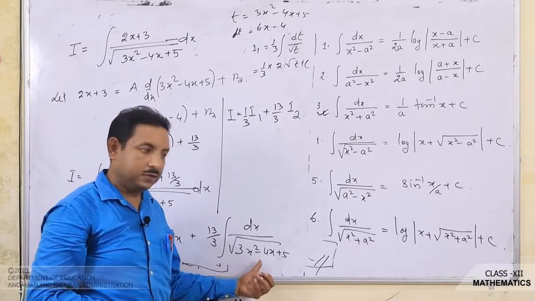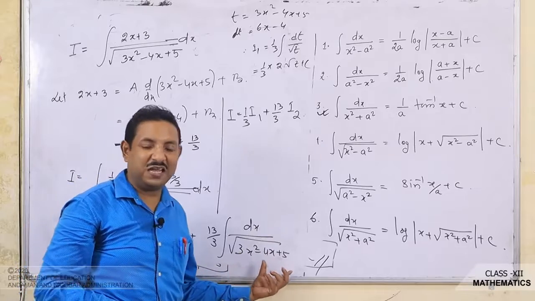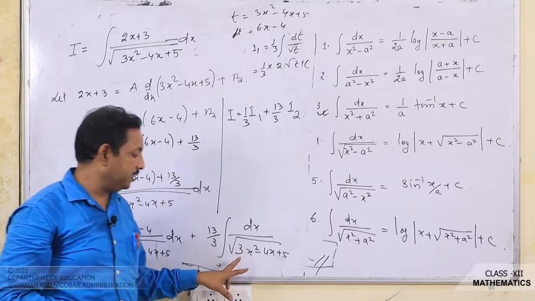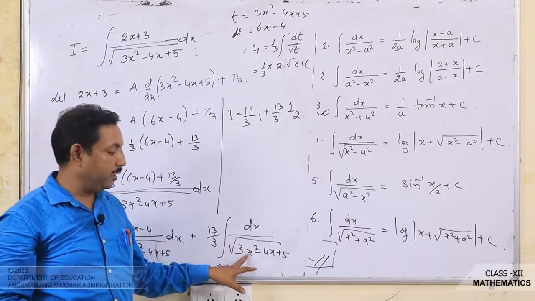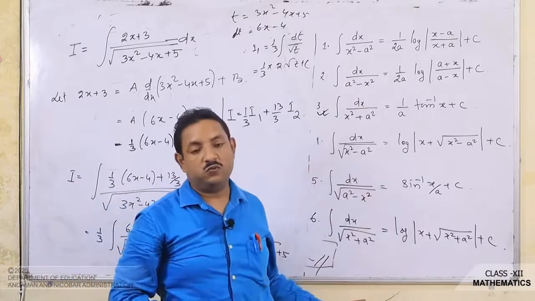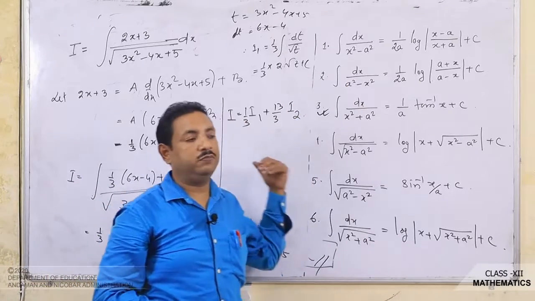Now, look at this part, that is dx upon this one. This is exactly similar to the previous one, where we have to take these 3 out and then make the perfect square and fit in one of the standard forms. So, this way we can solve this type of problem.